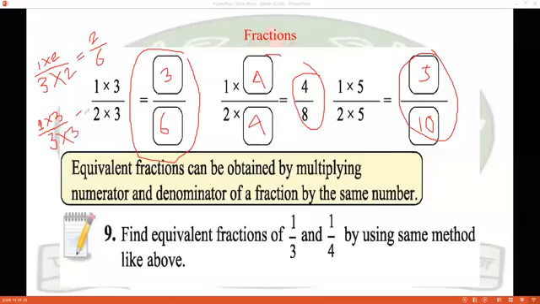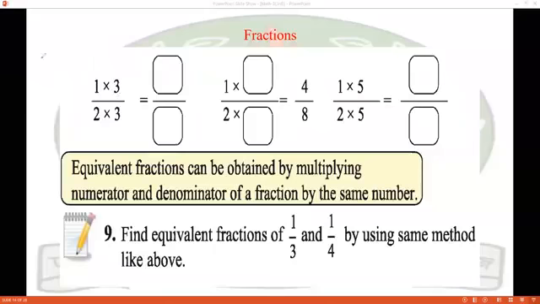We get 3 by 9. This is also equivalent to the fraction 1 by 3. In this way, we multiply the numerator and denominator by the same number, and we can find out the equivalent fractions. Also, you can find out the equivalent fractions of 1 by 4 by the same process as well.